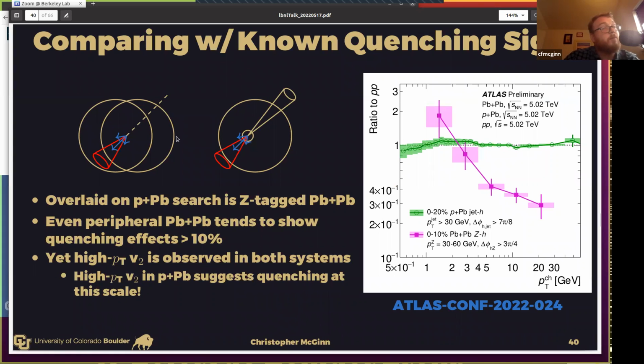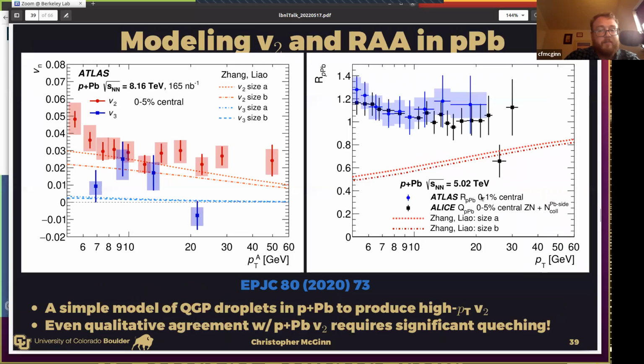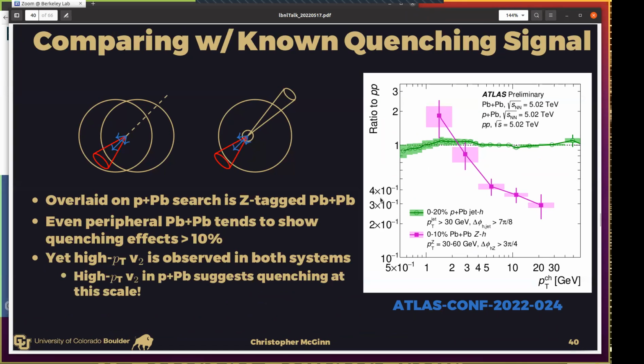And then this final plot I'll show is a cute one. It's just showing the overlaid central Pb-Pb energy loss of Z-h fragments compared to this dijet tagged one. It's a little silly because it's comparing a Pb-Pb quenching effect to p-Pb. But from the previous plot, I tried to illustrate that, yes, you really do need a lot of quenching here. So maybe it's less silly than it seems.